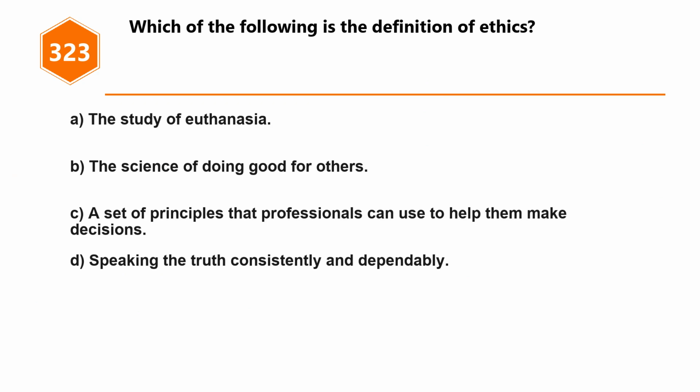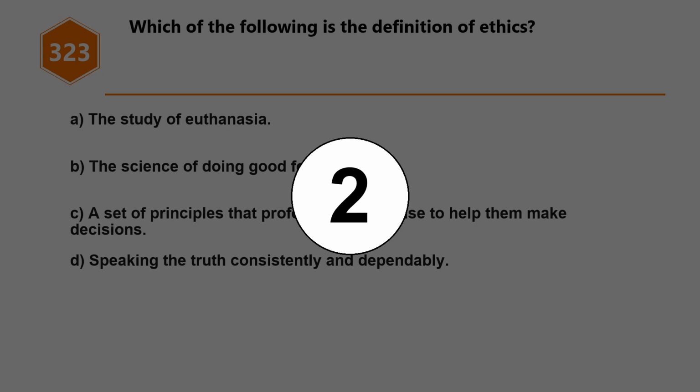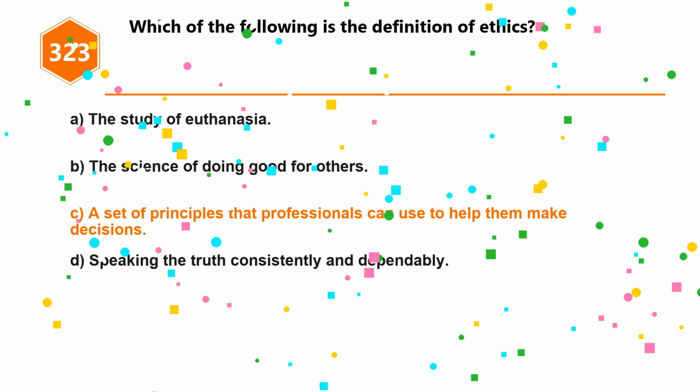Question 323. Which of the following is the definition of ethics? Option A, the study of euthanasia. Option B, the science of doing good for others. Option C, a set of principles that professionals can use to help them make decisions. Option D, speaking the truth consistently and dependably. The correct answer is option C. A set of principles that professionals can use to help them make decisions.